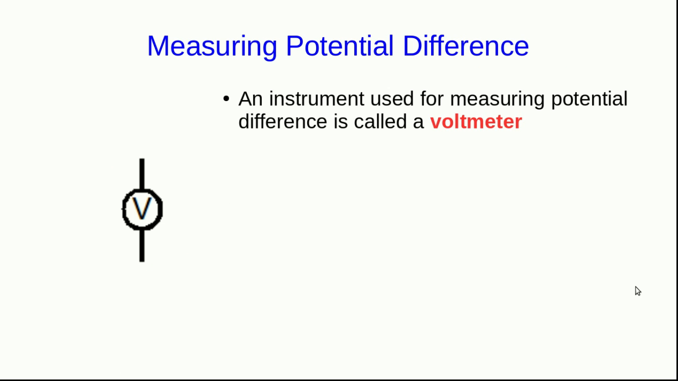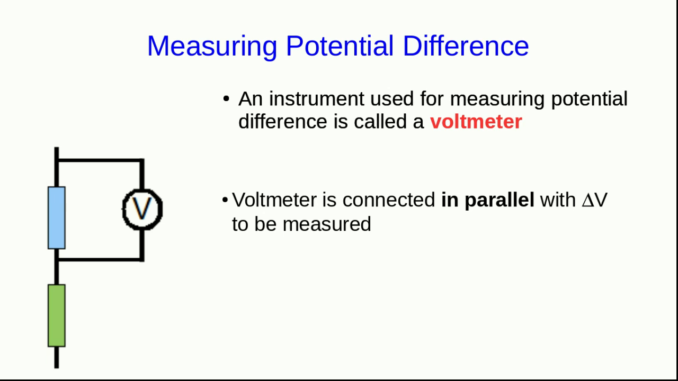This general principle that changing something anywhere in a circuit changes what happens elsewhere is useful when thinking about voltmeters and ammeters. An instrument that we measure potential difference with is called a voltmeter. Let's think of what we need to do to measure the potential difference across a circuit element. Well, we want the potential difference across the voltmeter to be the same as the potential difference that we're measuring, and so we connect them in parallel.